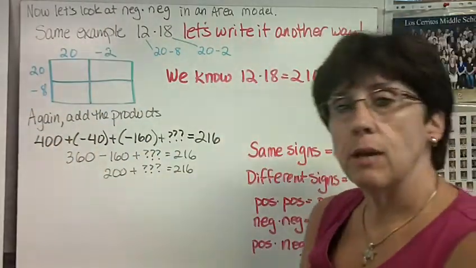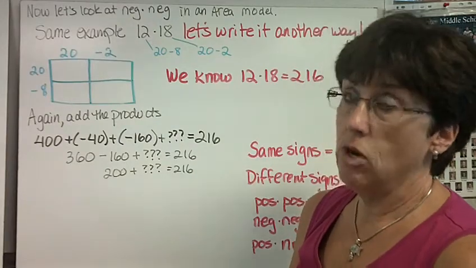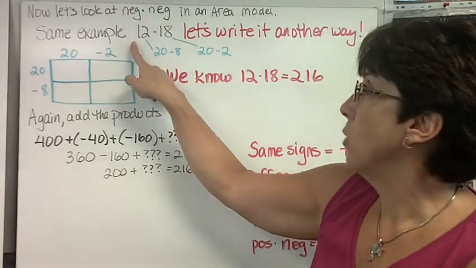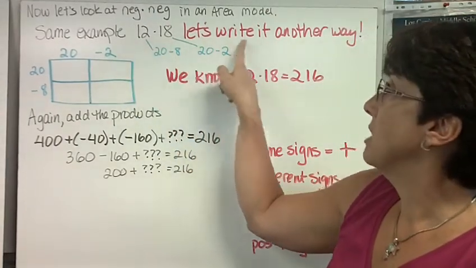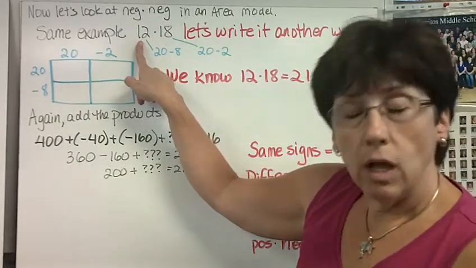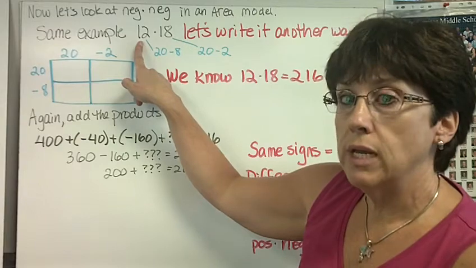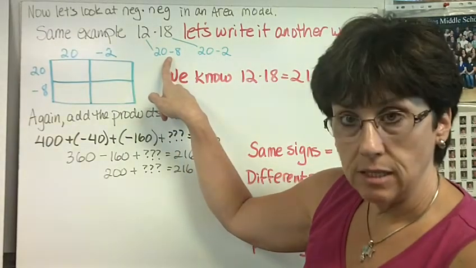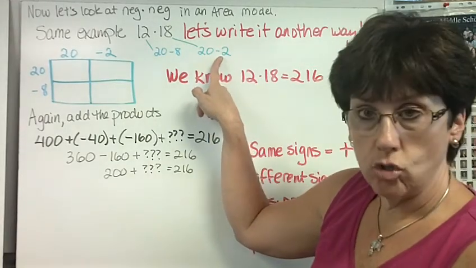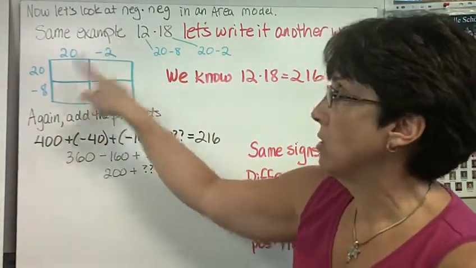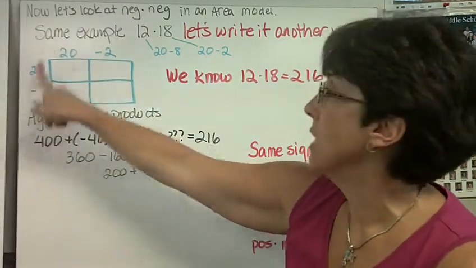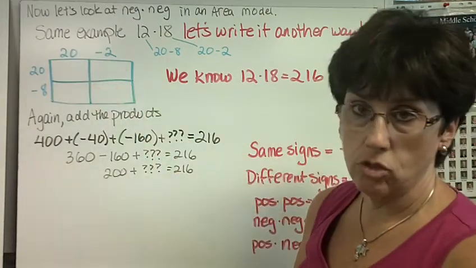Now let's look at an example that includes a negative times negative in our area model. We're going to use the same numbers in our example, 12 times 18, but this time let's write it another way. This time, instead of writing the 12 as 10 plus 2, let's write it as 20 minus 8. And we're still going to write the 18 as 20 minus 2. So in our area model, we're going to set up our numbers like this. This is our 12, 20 minus 8. This is our 18, 20 minus 2.